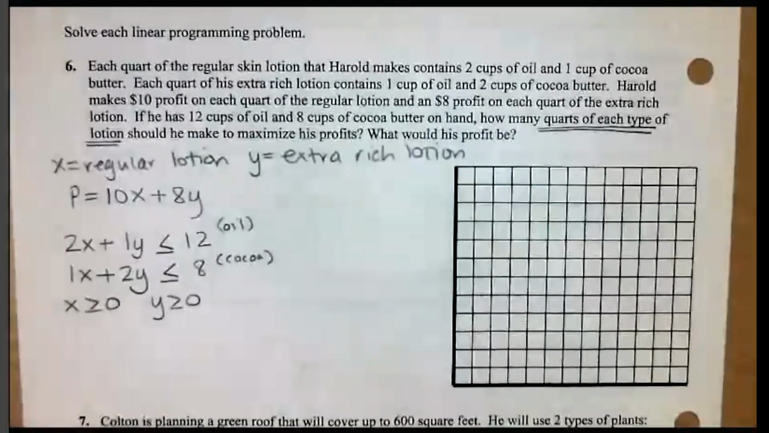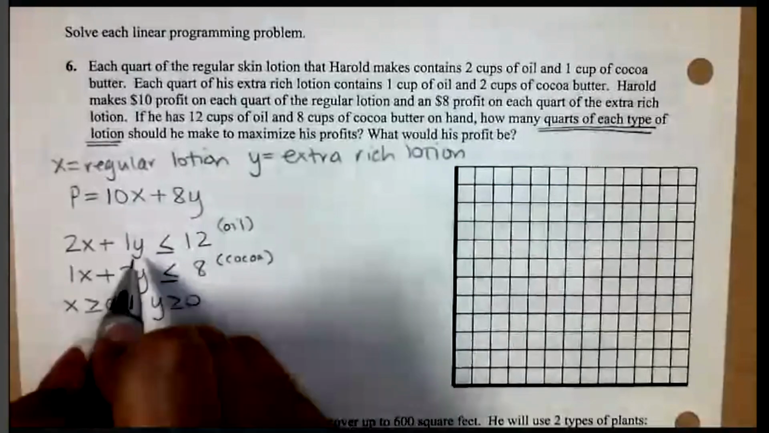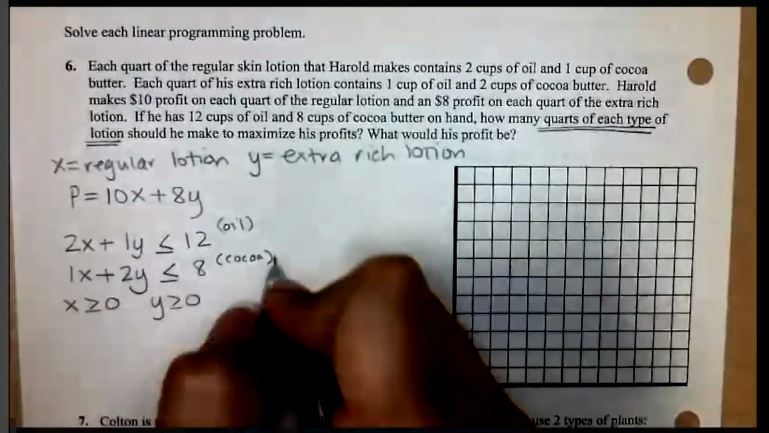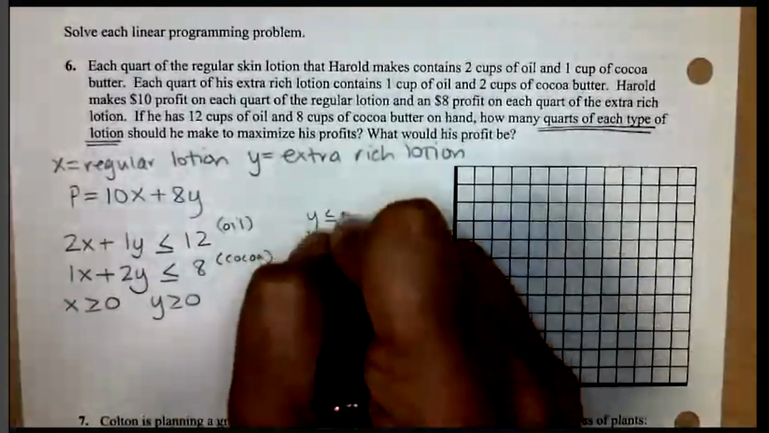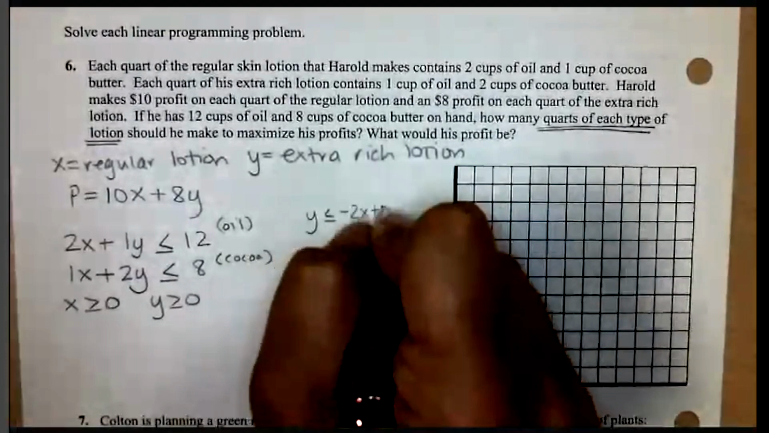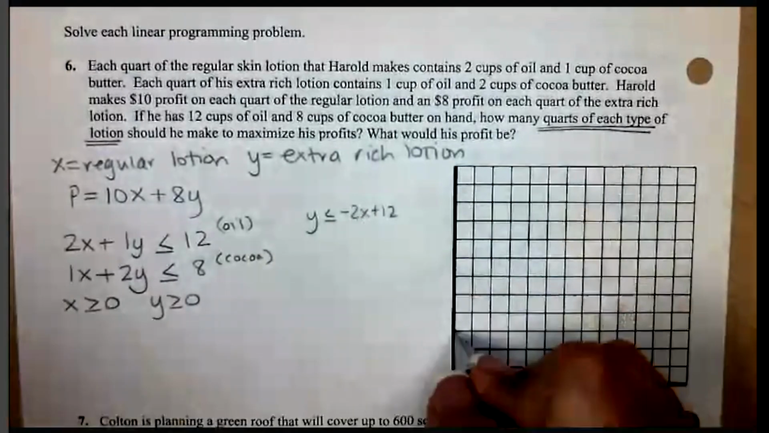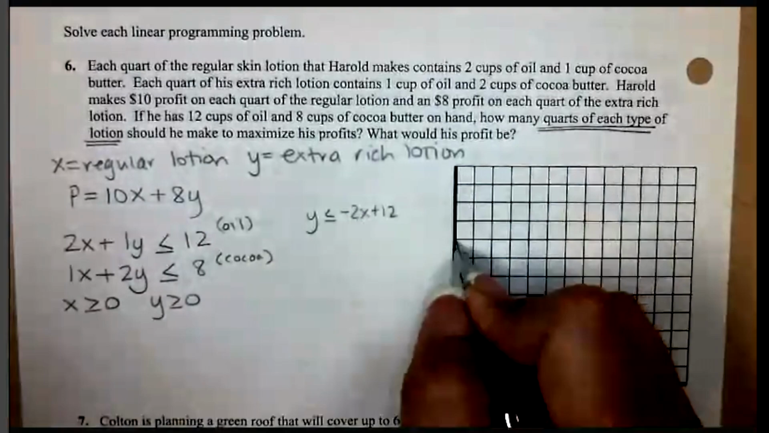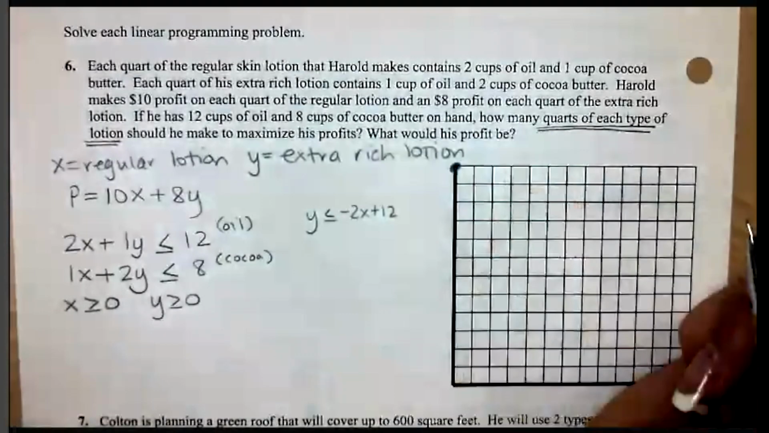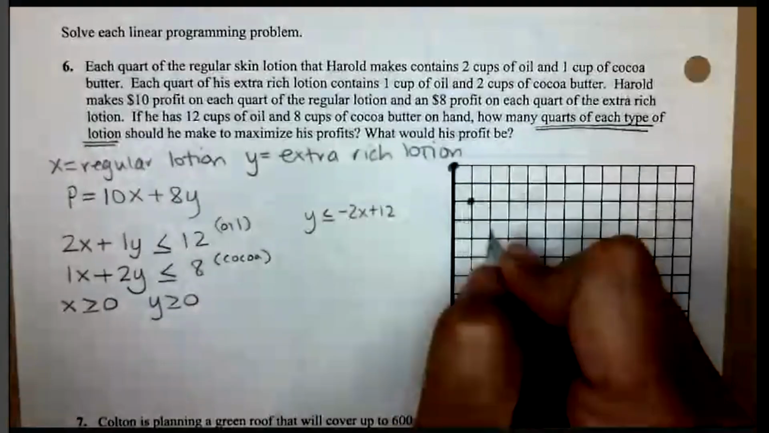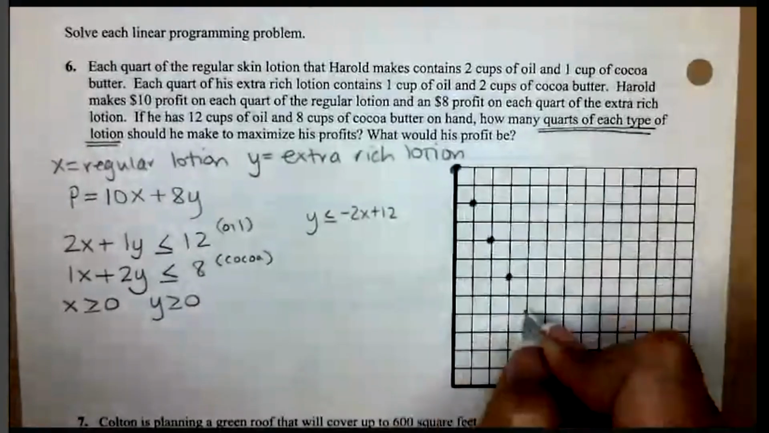Now that we have our constraints, it's time to graph them. Again, you can graph them using intercepts. You can graph them by solving for y. So here I'll solve for y. I'll subtract that 2x to get it to the other side. And that gives us y is less than or equal to negative 2x plus 12. So here is my 12 for my y-intercept, and I'm going down 2 and over 1 for my slope.